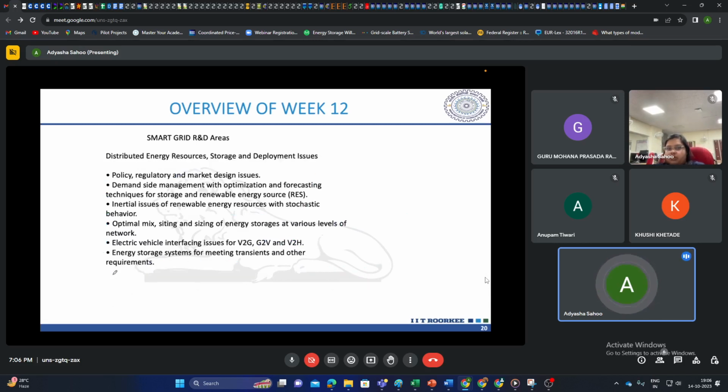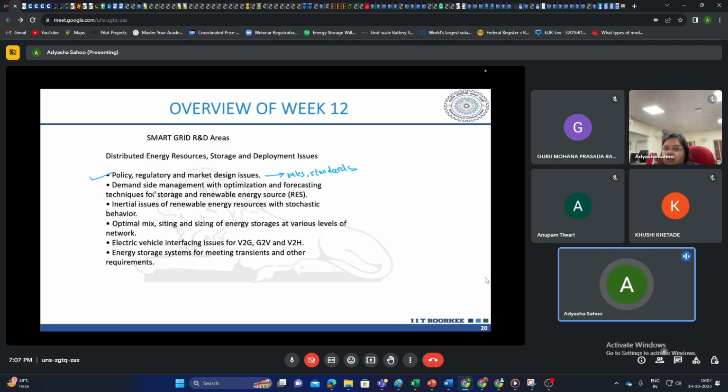Then we have distributed energy resources, storage and deployment issues. So we need various policy, regulatory, and market design, because no clear regulatory frameworks have been laid till now. So for that, new rules and new policies have to be amended, and new standards have to be framed for the deployment of these renewables and storage devices. So this is the need of the hour, framing of standards and protocols for these devices.